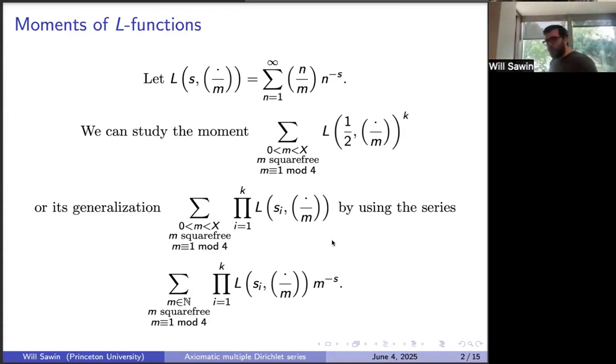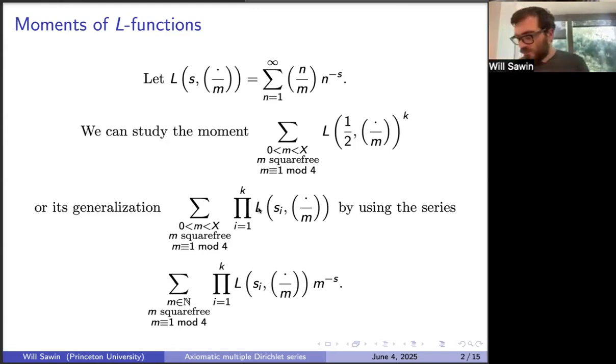But you can also consider a more general moment. You don't just have to consider it at the point 1/2, you can consider it at a different point in the complex plane. And because you have the kth power, you can interpret it as a product of k factors and take it at the product of values at k different points in the complex plane.